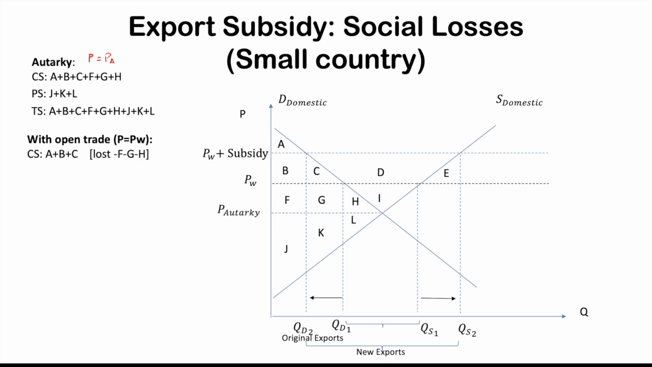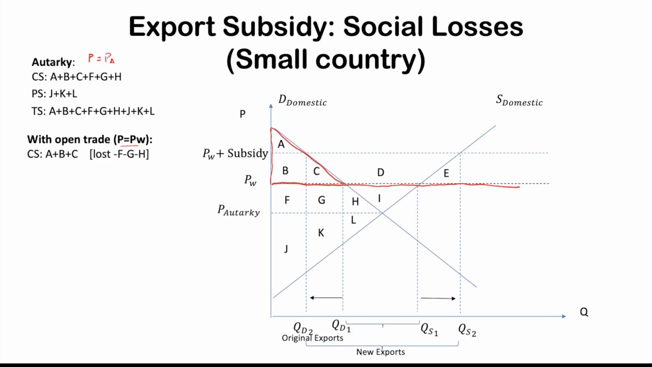Suppose now the country opens to trade. It's important to remember what the price is now. Price is PW with open trade. This is the price line that we're talking about. Now, what is the consumer surplus now? It is lower. Consumers are not very happy with this higher price. So it's just ABC, which means that the area FGH has been lost.